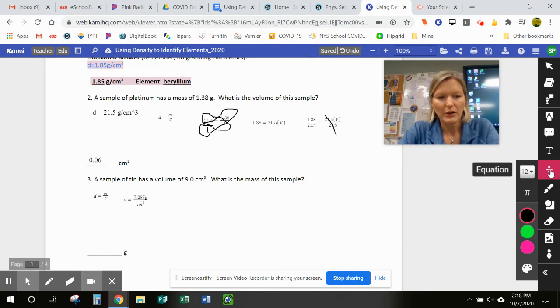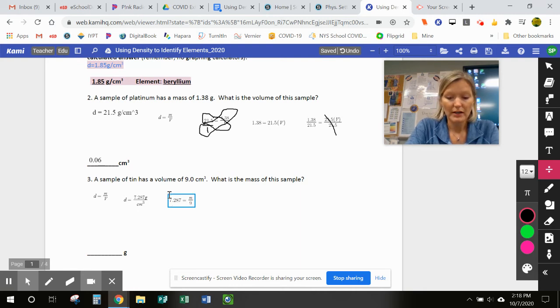Okay, so now I'm going to substitute in what I know. My density is 7.287 equals mass, we don't know, that's what we're looking for, all over 9.0. Now with this, the previous one we cross multiplied. Here, we're not going to cross multiply. What we're going to do is multiply both sides by what's on the bottom, the denominator.